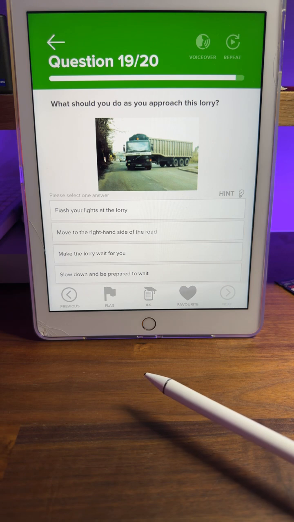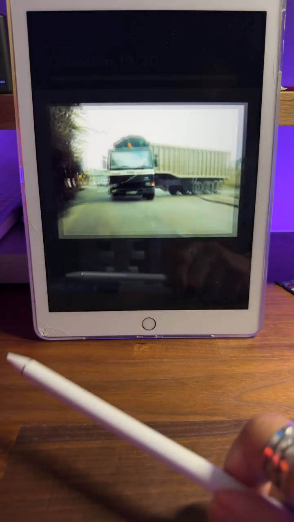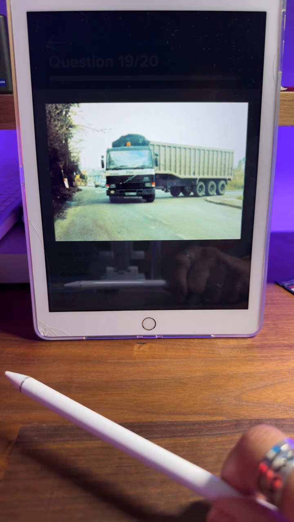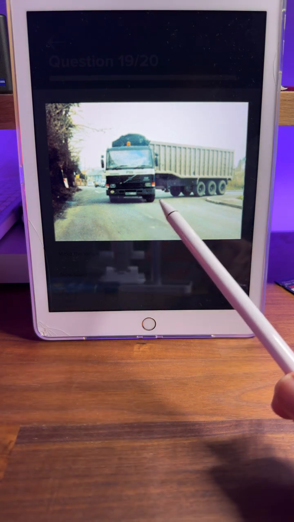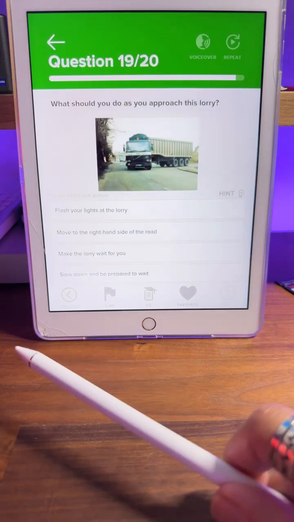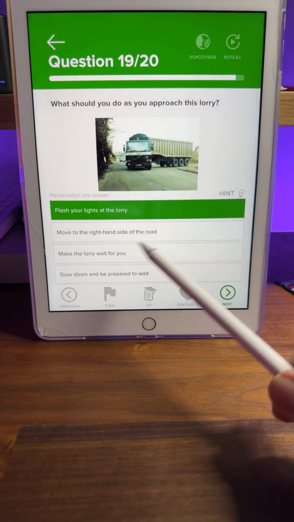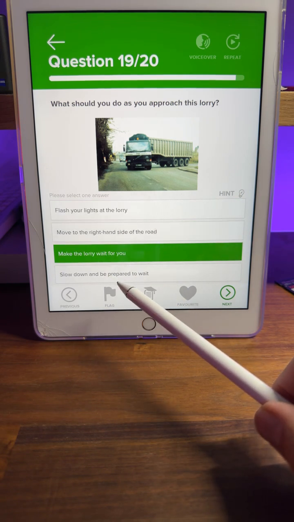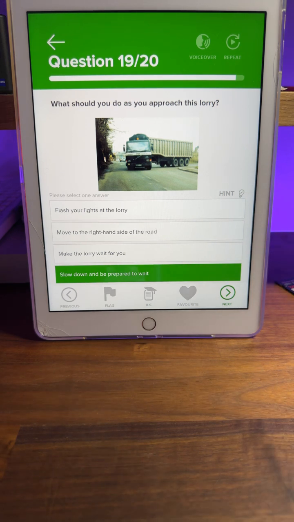Okay, question number 19 is, what should you do as you approach this lorry? This picture is probably from 35, 40 years ago, I'd imagine. I can see lots of people following, which is excellent. Thank you very much. Really appreciate this, guys. Okay, is it flash your lights at the lorry, move to the right-hand side of the road, make the lorry wait for you, or slow down and be prepared to wait? Which is the safest option?